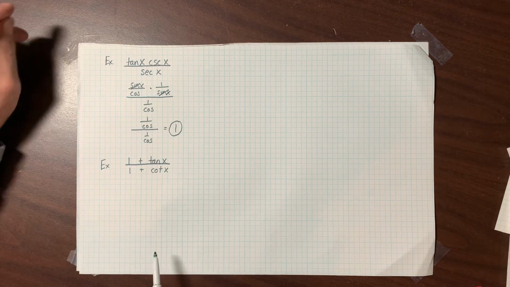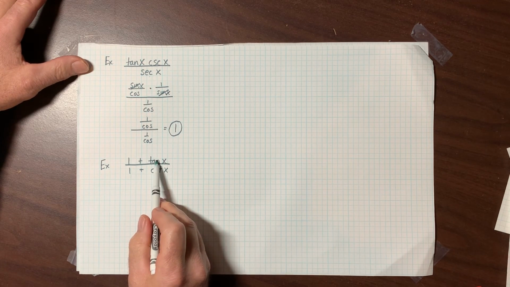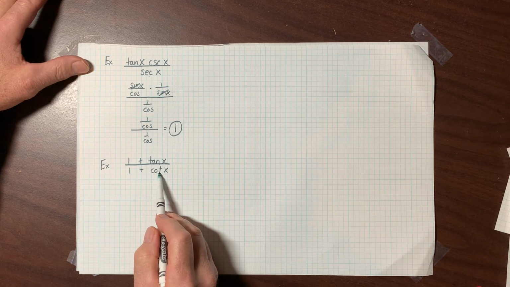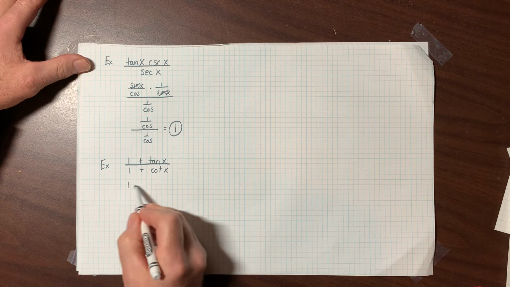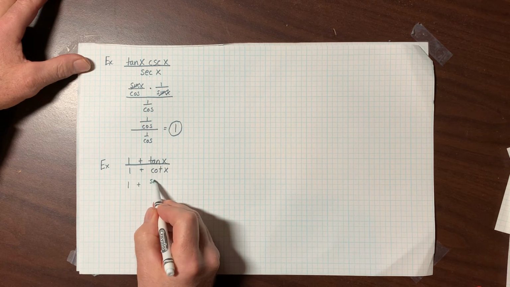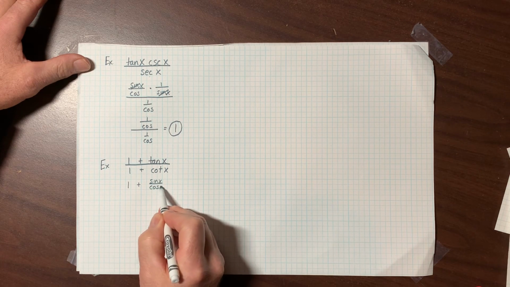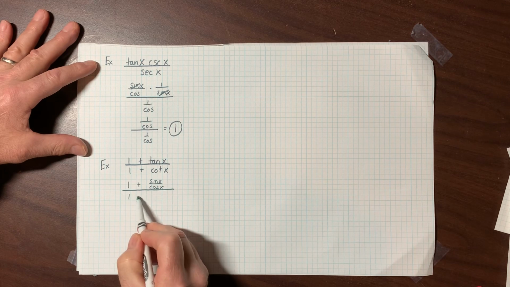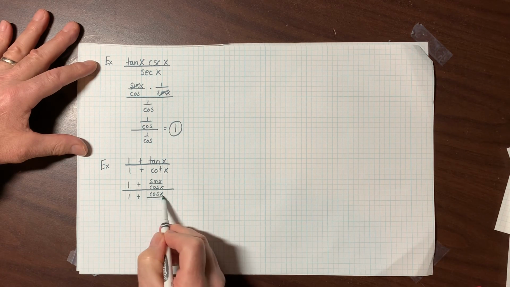All right, now watch carefully. Step number 1, I'm going to substitute for tangent, sine over cosine, and I'm going to substitute for cotangent, cosine over sine. So when I do that, I'm going to have 1 plus the sine of x over the cosine of x. And then downstairs, I'm going to have 1 plus the cosine of x over the sine of x.